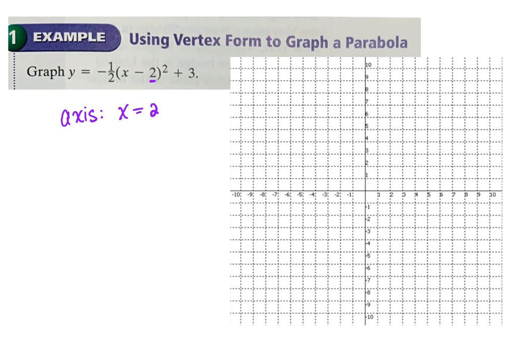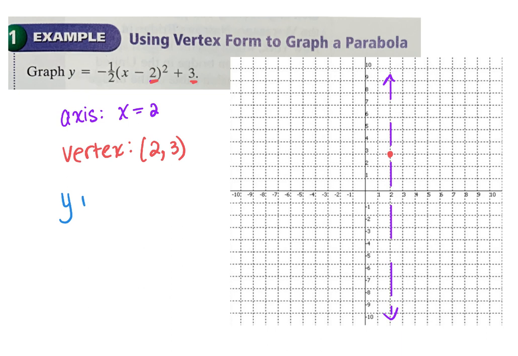All right? To find your vertex, you do the same thing. You just do your h, k. And so in this case, my vertex is also handed to me. My vertex is going to be 2, 3. And so I'm going to go to 2, 3 and graph that.